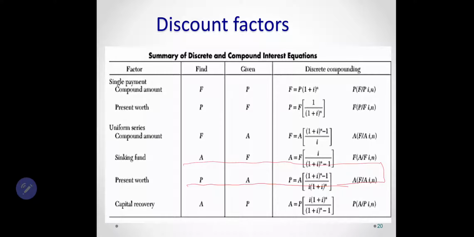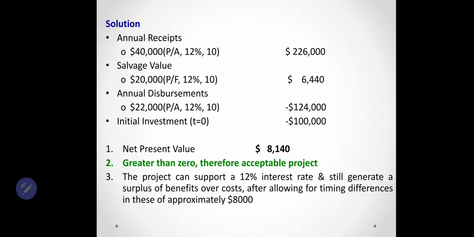And where we have, for example, the salvage value, a once-off future income coming in, that means we have our F, and we want to convert it to P. For the other ones, the annuities, the receipts and the disbursements, we have A, and we want to convert it to P. So these are the two formulas we'll be using.